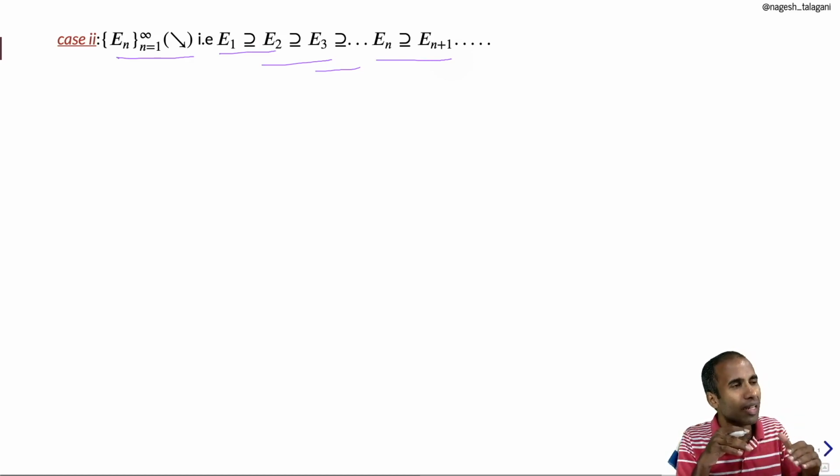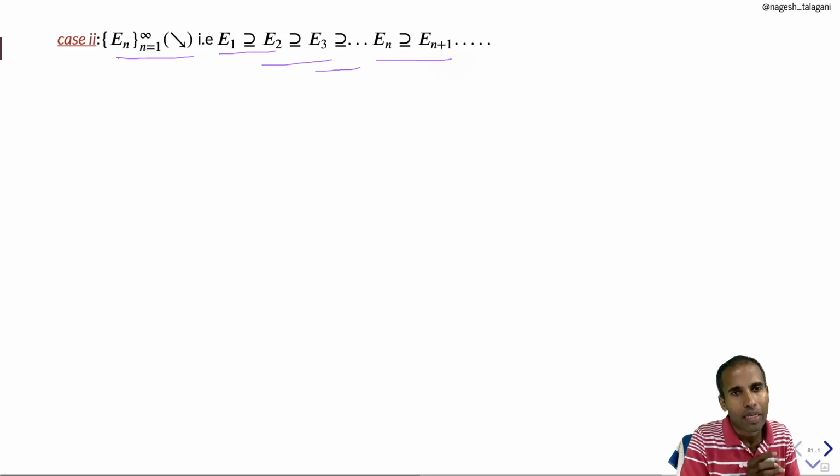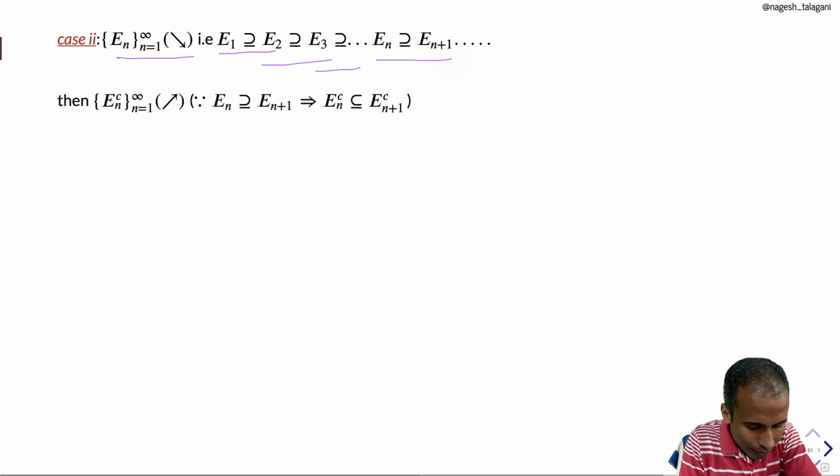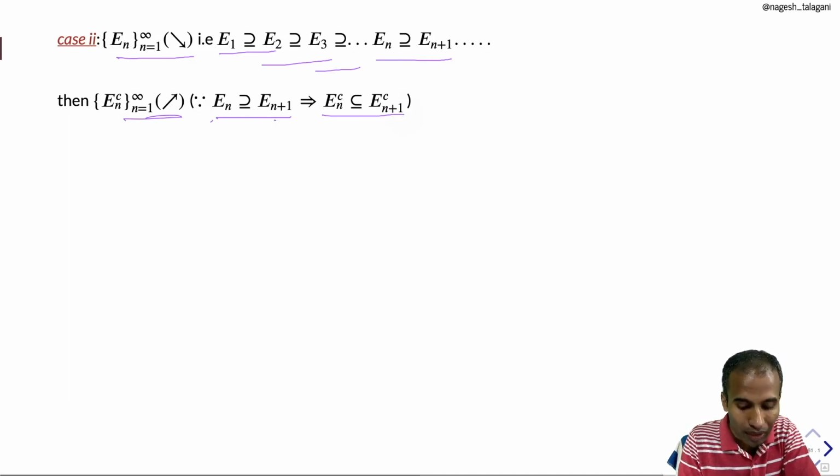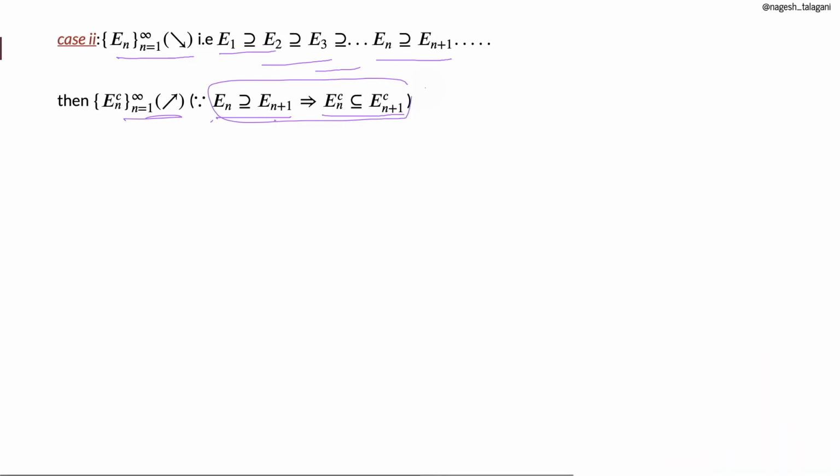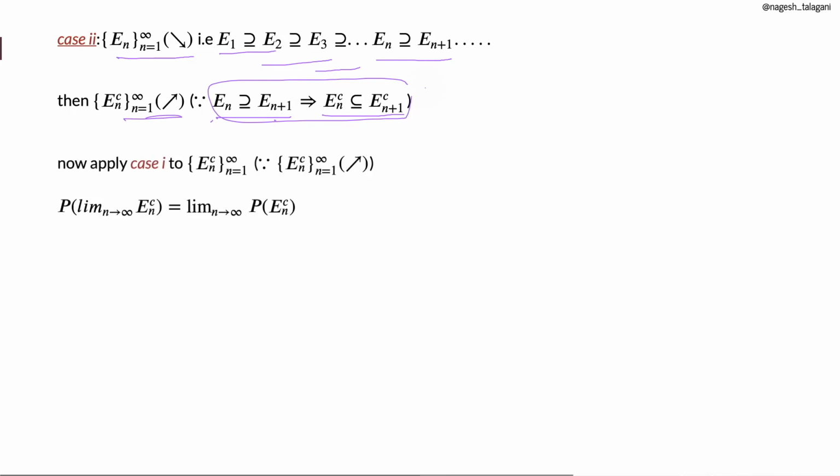So for that, let us look at their complement. Here we have En, which is a decreasing sequence of events. If you look at their complements, they will become an increasing sequence of events. Look at En complement. Then it is going to be increasing, because En contains En plus 1 means En complement is contained in En plus 1 complement. Just feel free to verify. It's an easy fact. Now here you can apply case 1.